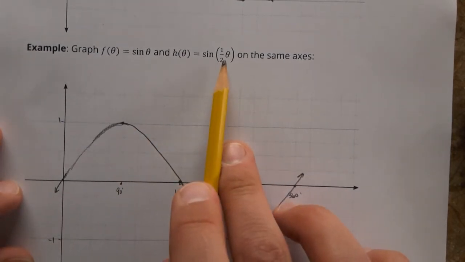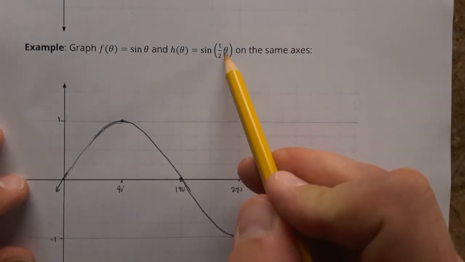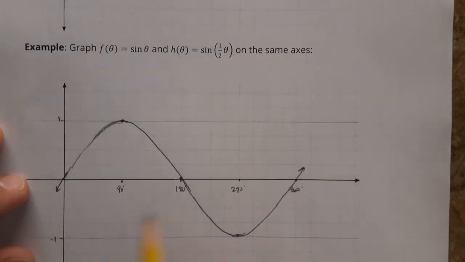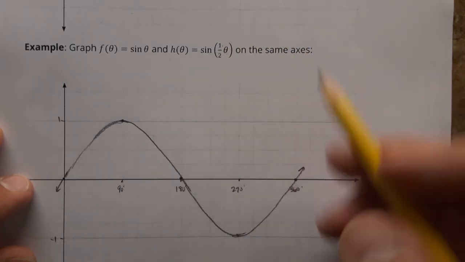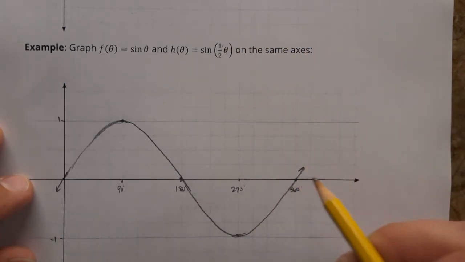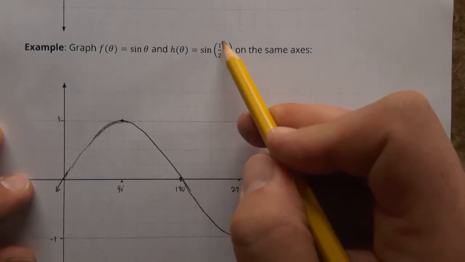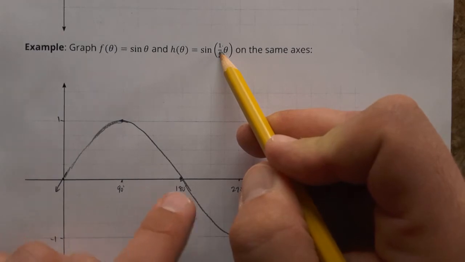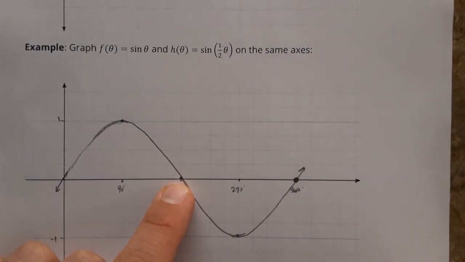Now, sine of 1/2 times theta. I'm not going to use the calculator this time. I'm going to just think about it. 1/2 of theta. I'm going to start with 360. When theta is 360, 1/2 of 360 is 180. What's the sine of 180? It's 0. So at 360 we are going through that spot.